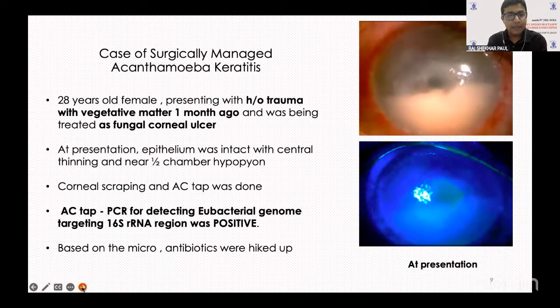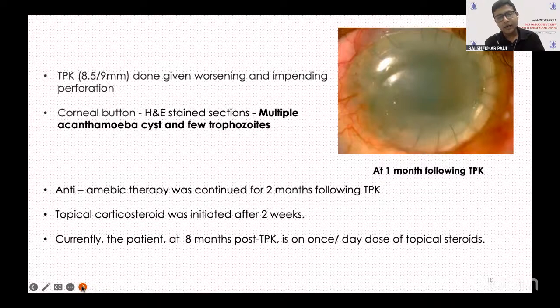This is a surgically managed acanthamoeba keratitis where we did an AC tap and corneal scraping, and the AC tap showed PCR positivity for the bacterial genome. We gave antibiotics, but seeing the worsening, we had to do a therapeutic penetrating keratoplasty, and the button confirmed multiple acanthamoeba cysts and a few trophozoites.